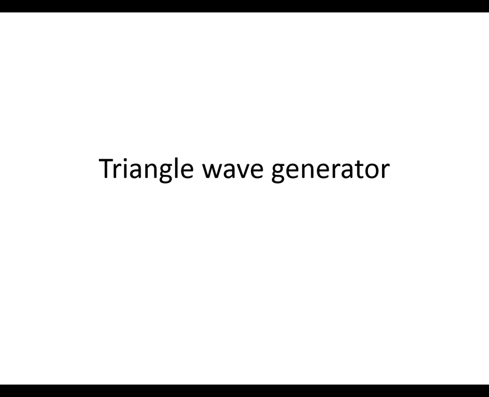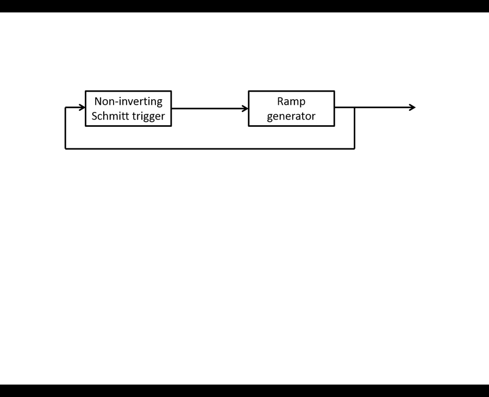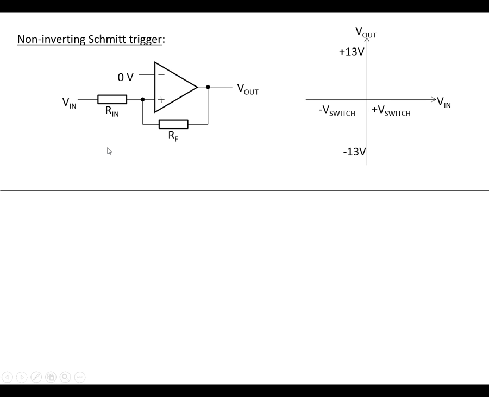Triangle wave generator. A triangle wave generator consists of a non-inverting Schmitt trigger feeding into a ramp generator, which feeds back to the non-inverting Schmitt trigger. The Schmitt trigger will be producing a square wave of amplitude 13 volts, and the ramp generator is going to be producing the triangle wave output, the amplitude of that being set by the thresholds for the Schmitt trigger. There's a recap of the circuits then.